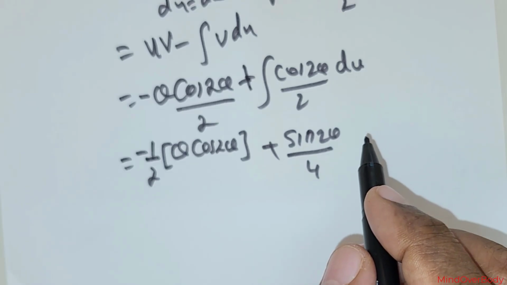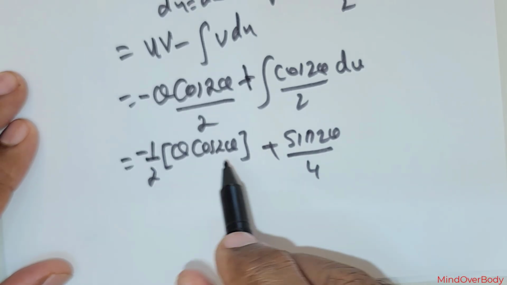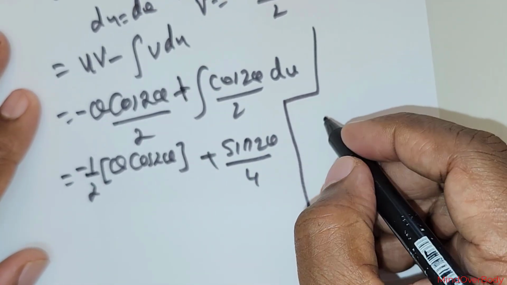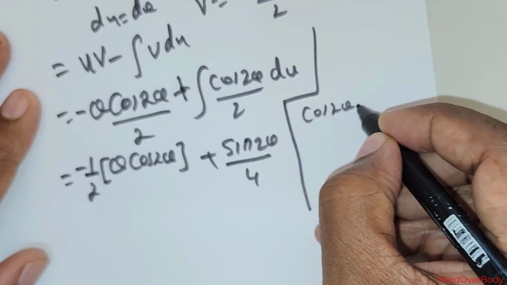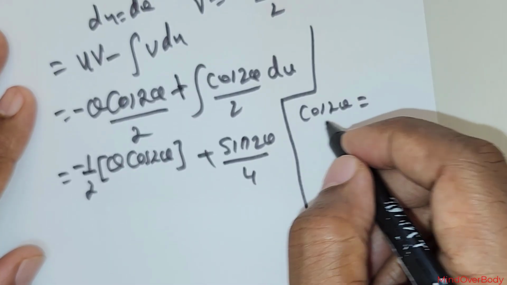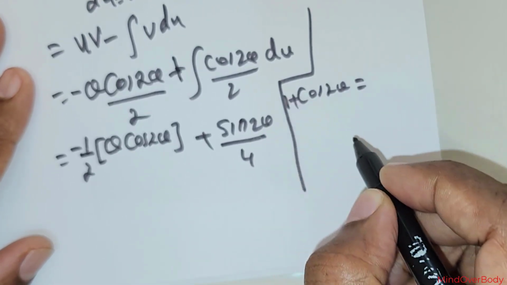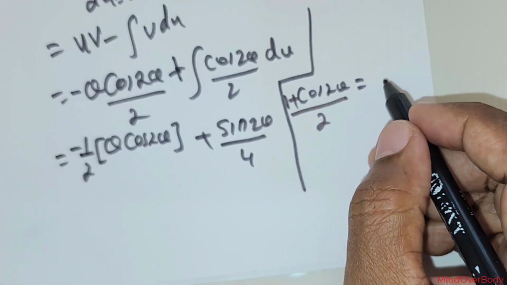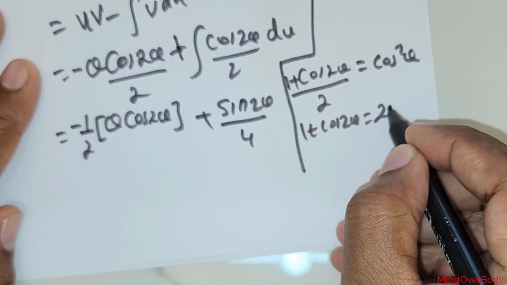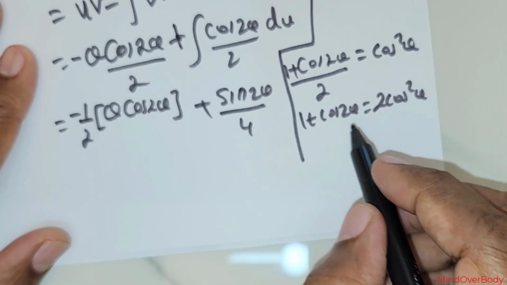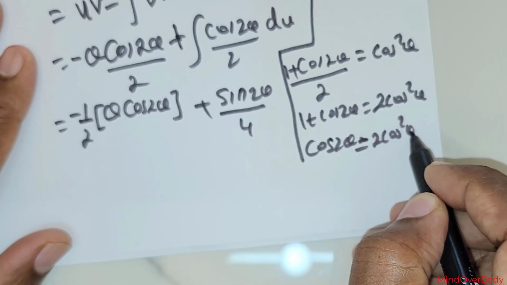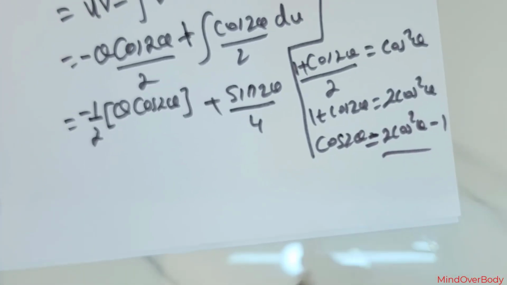Now what we have to do is we will have to rewrite this. I want to rewrite cos 2 theta in terms of sine. So how do I do that? Now there is a formula. We can rewrite cos 2 theta in the following fashion. We know a formula: 1 plus cos 2 theta divided by 2 is equal to cos square theta. So 1 plus cos 2 theta is equal to 2 times cos square theta. So cos 2 theta is equal to 2 times cos square theta minus 1, right? I can utilize that formula.